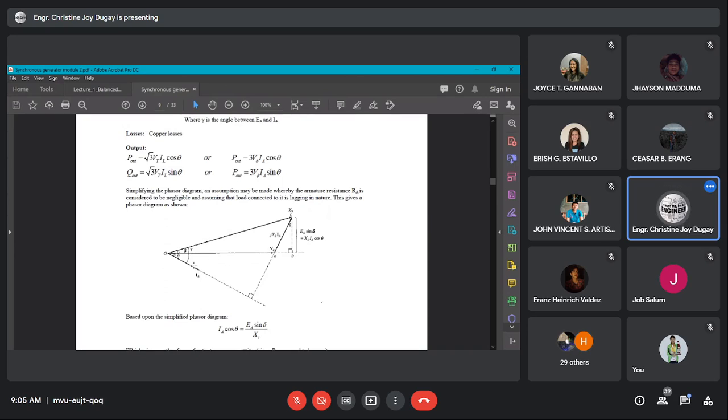It is good that you memorize the phasor diagram, because the phasor diagram is very helpful if you cannot visualize it. That is the theta. It could also be from this angle. This is also the theta. If you make 90 degrees there at V phase, and 90 degrees here.